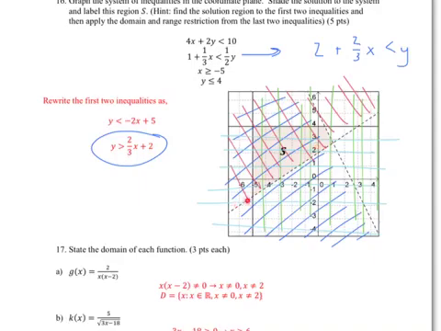So again, this whole region will be our answer, but everything has to be lower than or equal to negative 4 in the y direction, and everything has to be bigger than or equal to negative 5 in the x direction. So when things are greater than negative 5, it means from negative 5 to the right. When things are less than or equal to negative 4, it means from negative 4 and down. So it ends up that this is our solution region.